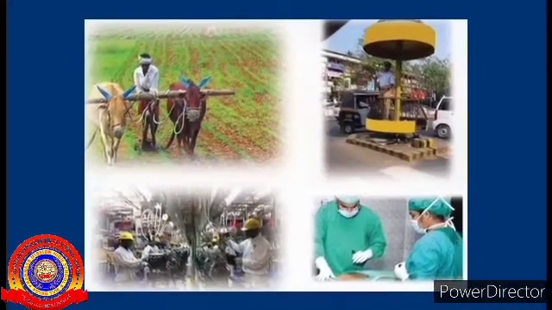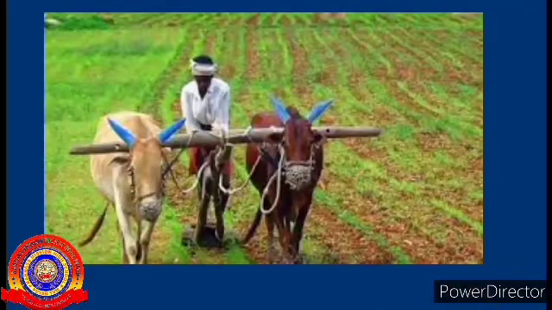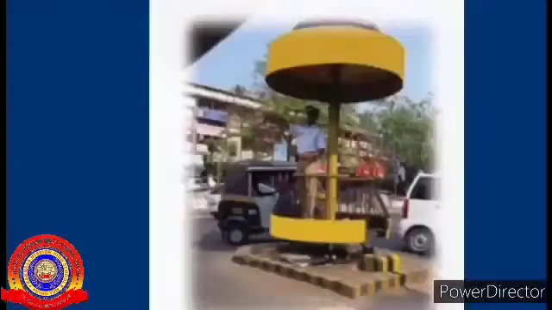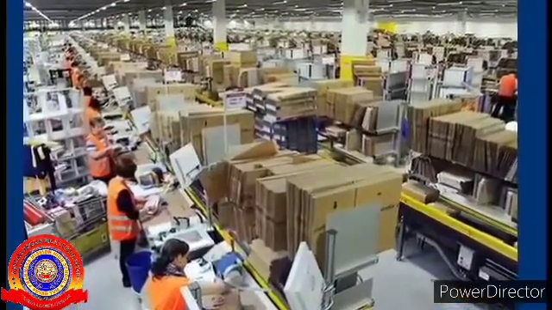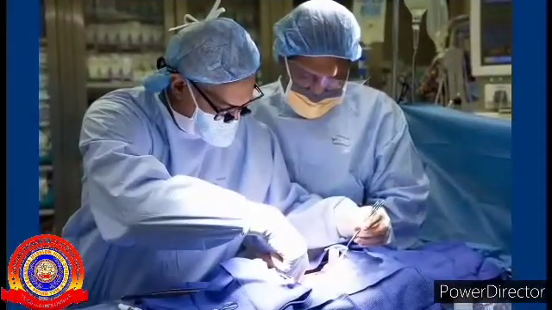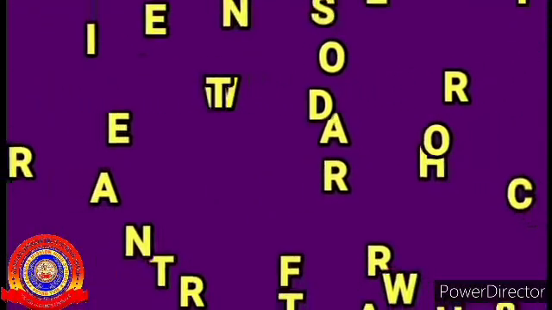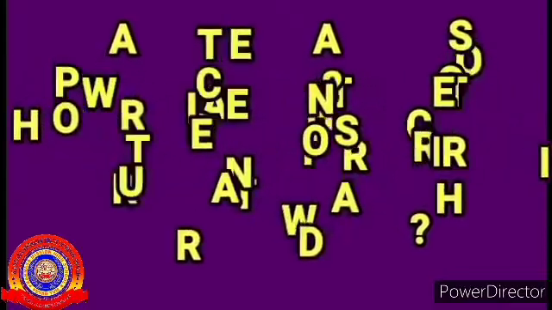Students, now look at these pictures. What activities are the people engaged in? Can you observe and find out? Yes. Agriculture, regulating traffic, people working in factories, doctor treating patient. Students, do you remember what are the factors of production and their rewards?